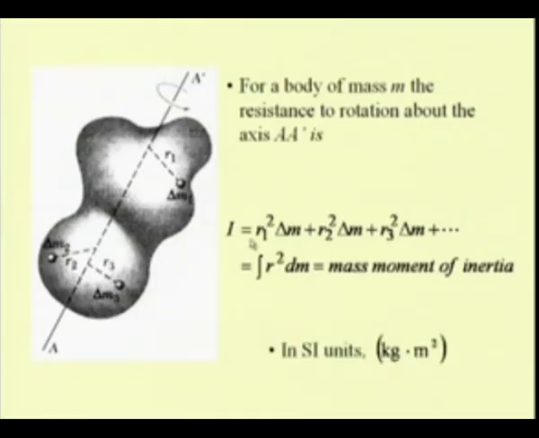And the unit, if you see, is kg meter square, because the unit of the mass is kg and r square is meter square. So, the unit of the second moment of the mass is kg meter square.